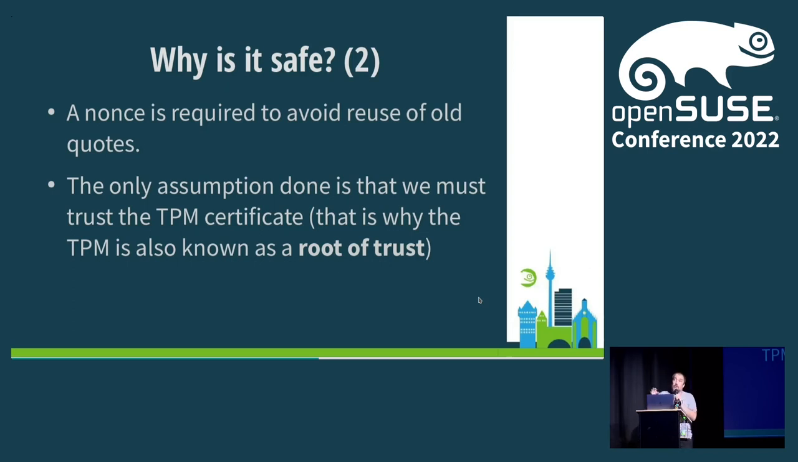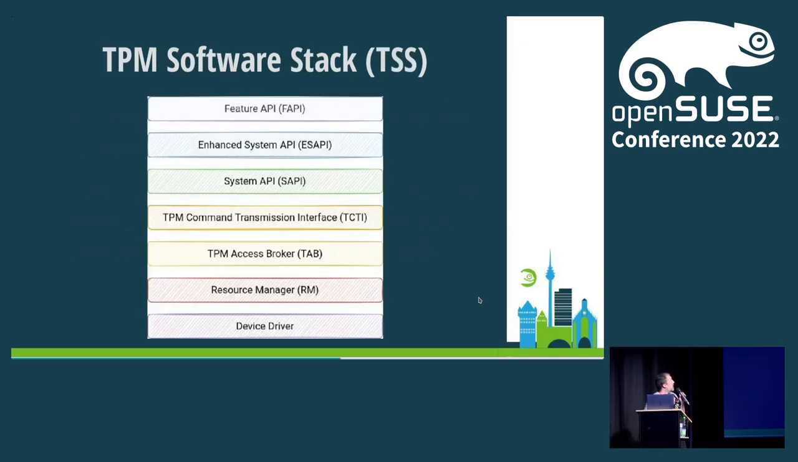Yeah, and the only assumption in this protocol is that we need to trust in the TPM. So the protocol and the signature and how it is working is expected to be sane. This is why it's known as a root of trust. So you can build a cryptographic solution, a trust solution, and the root of this trust solution is that the TPM is working properly and is a good TPM.